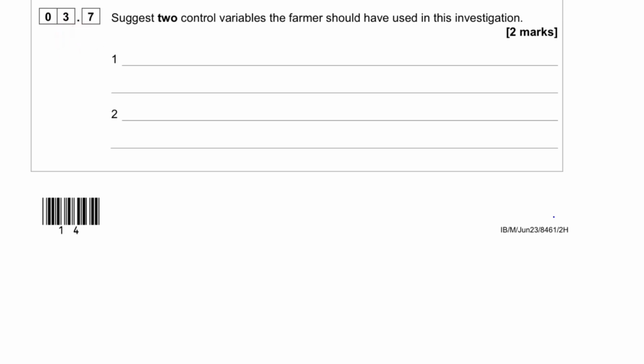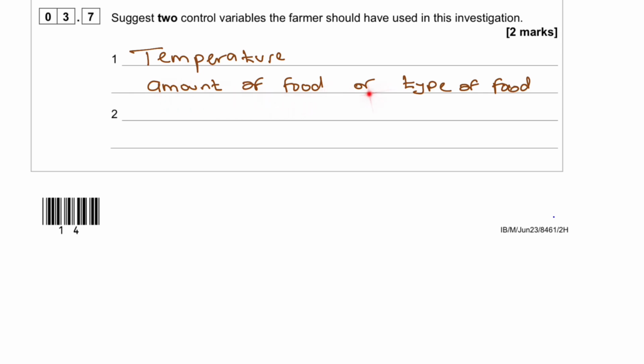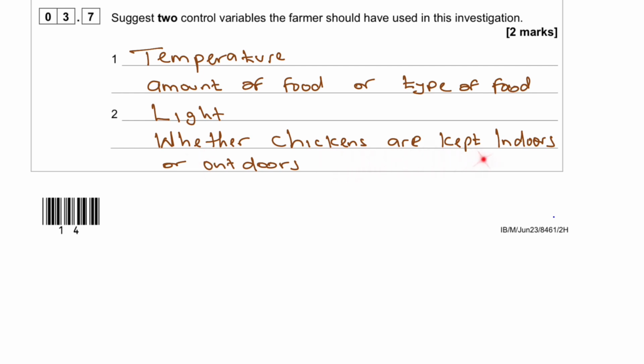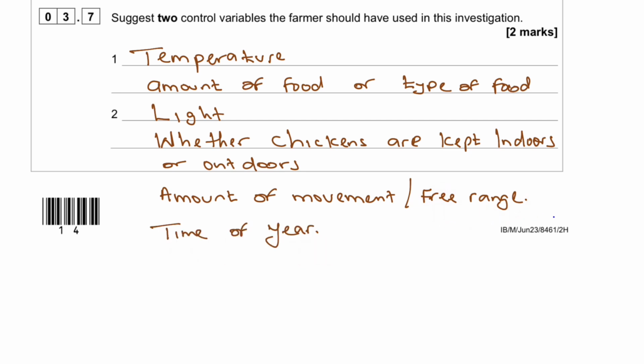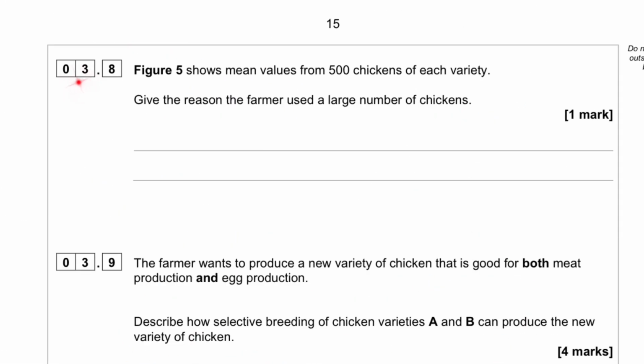Question 3.7. Suggest 2 control variables the farmer should have used in this investigation. You could have the temperature and amount of food or type of food. Light could be another control variable, or even whether chickens are kept indoors or outdoors, or the amount of movement, free range, and the time of year as well. So any 2 of these will do, like temperature and light, or you could say temperature and whether chickens are kept indoors or outdoors, or temperature and the time of year. Any 2 will do.